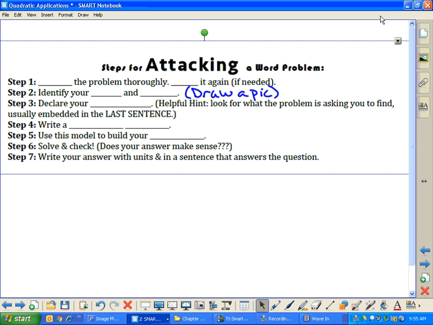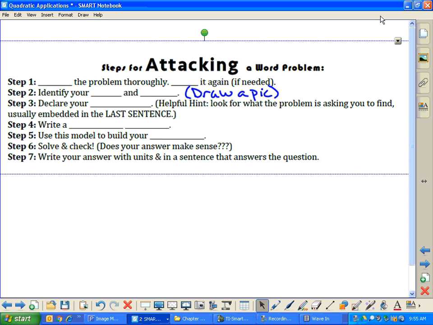Step 3, declare your what? Dom, your variables, very good. A little hint, usually it's in the last sentence or sentences of your problem. Step 4, we write a blank blank. Yeah, very good, verbal model.